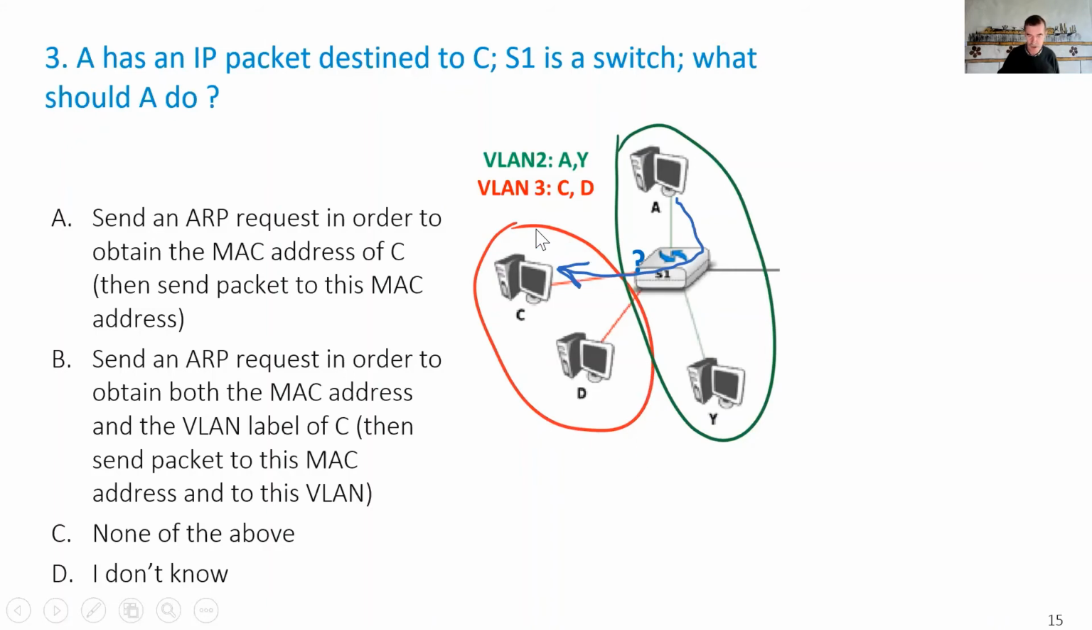A quick reminder, a virtual LAN allows devices connected to the same switch to be isolated, as if they were not connected to the same switch. So C and D believe they are on one switch, A and Y believe they are on another switch, but it is as if switch S1 were in fact a green and a red switch duplicated here. Now assume A has an IP packet to send to C. What should A do?